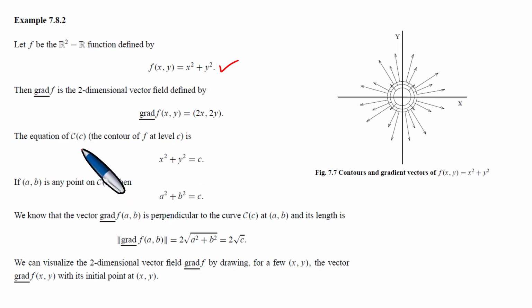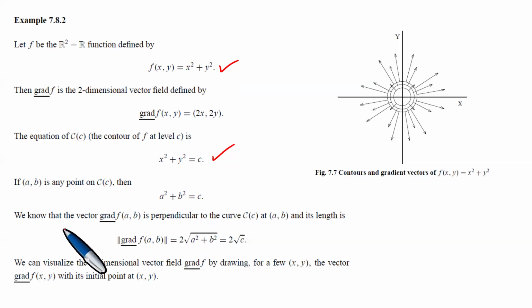What is the equation of the contour? The contour of f at level c is given by this. I want to speak about level curves, and that's the reason why I cited this part. Level curves become very important in the assignments and other things, though often in the exam there's not much time, so it's not popular to have level curves. The contour of f at level c is given by the function made constant, c, and the constant is called the level. If (a, b) is any point on the contour, then a squared plus b squared equals c.